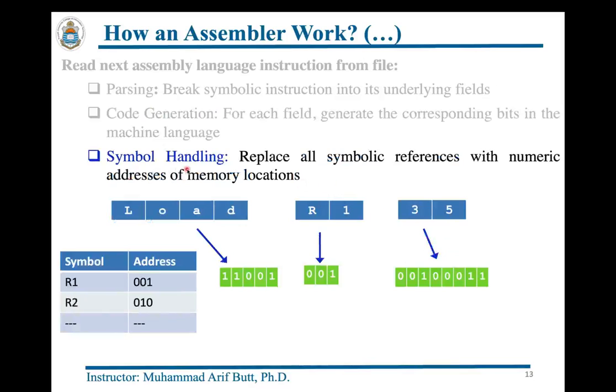And the next step is the symbol handling. What we do in that is we replace all the symbolic references with the numeric addresses. And for the time being, let's suppose that this symbol R1 is replaced by a 3-bit binary combination 001. And if there is an R2 over here, we could have replaced it with the binary combination 010. So these are the 3 encodings of the instruction given to us.